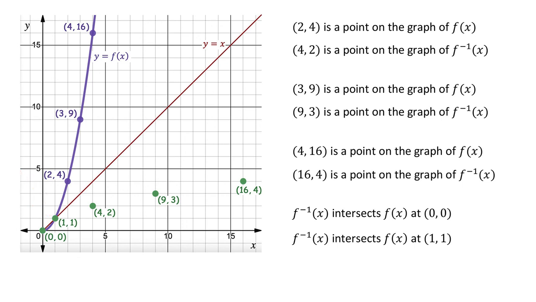By connecting the mapped points with a smooth curve, we see that the two graphs are indeed reflections of one another about the line y equals x. So this new curve graphically defines f inverse of x.